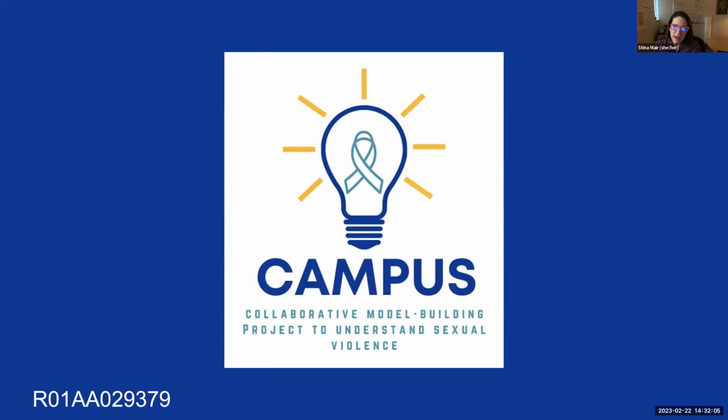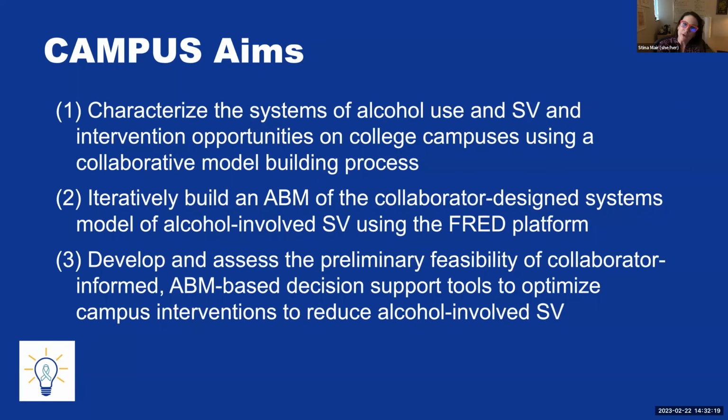So this new project that just started about 6 months ago, a brand new project also funded by NIAAA, we have named CAMPUS, Collaborative Model Building Project to Understand Sexual Violence. These are the overall aims of the entire grant. Today I'm focusing just on the first aim, but I do want to mention the other two aims because I think your group may have some really great expertise once I get to the third aim. The first is to characterize systems of alcohol use and sexual violence, as well as intervention opportunities on college campuses, using this collaborative model building process that I'm about to talk about.